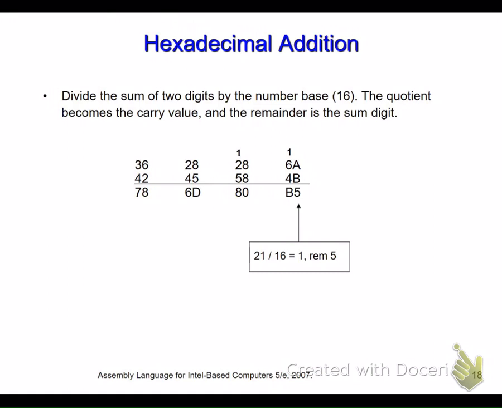Hexadecimal addition, and please concentrate here. A plus B is what? A in our minds in decimal is 10, yes? And B in our mind is 11. So 10 plus 11 is 21. But I can't write 21 because this 21 is in the base of the decimal. So I have to transfer this 21 to the hex. Correct?